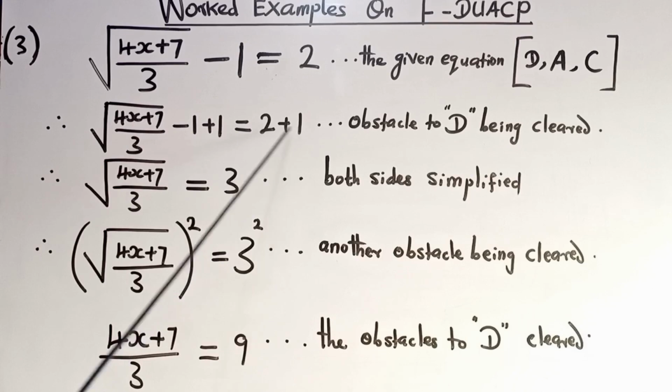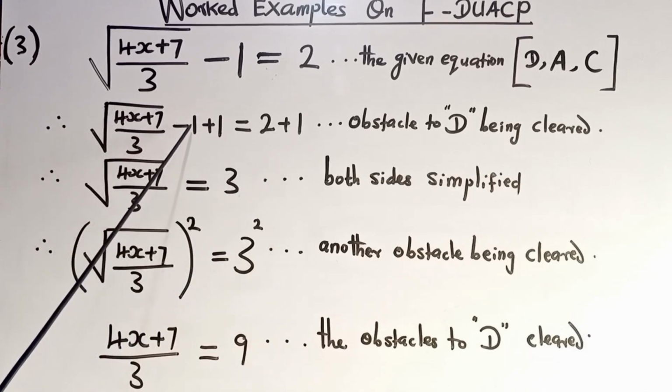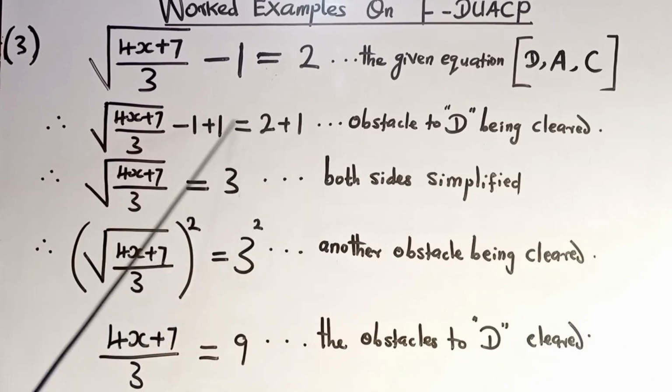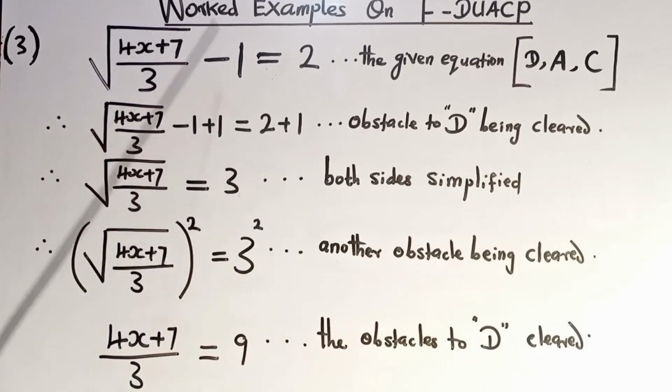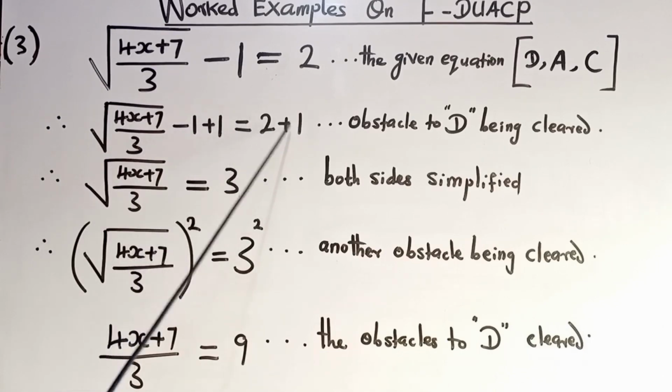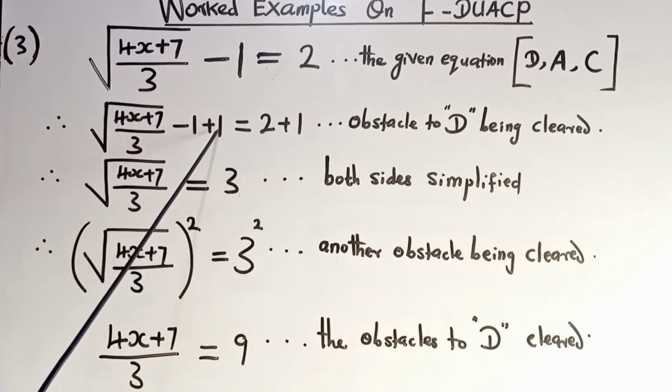By now, we should have known what is happening here. I'm converting this -1 to 0. The same thing that was added to the left-hand side was also added to the right-hand side. +1, +1. Obstacle to D being cleared. That is what is happening at this level. Now, simplifying this left-hand side, we are left with this.